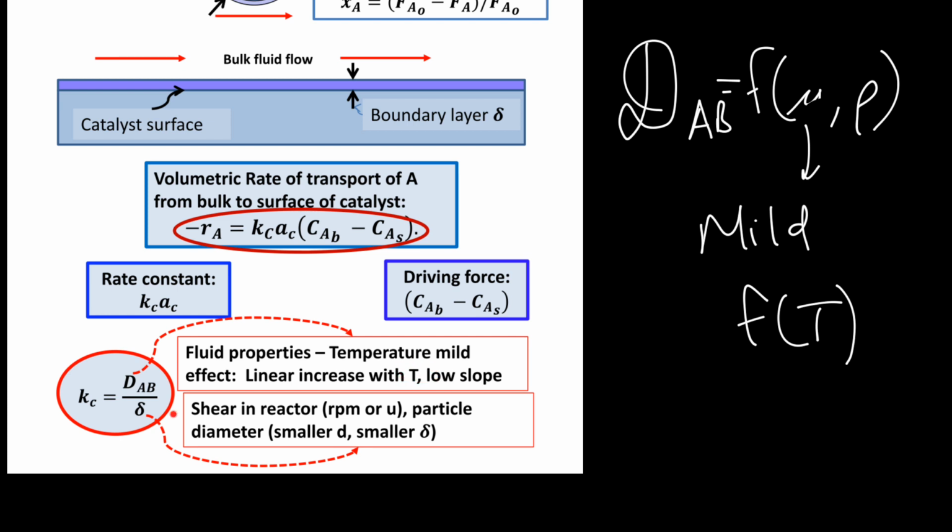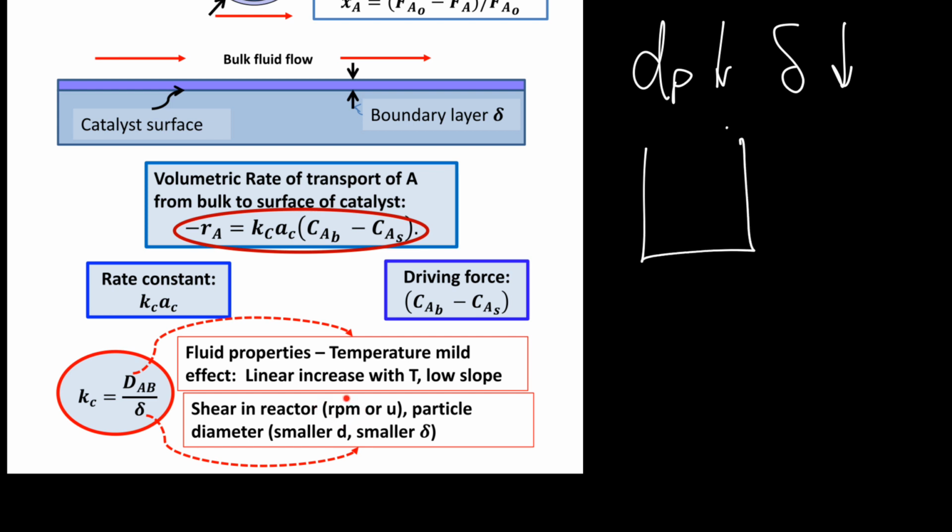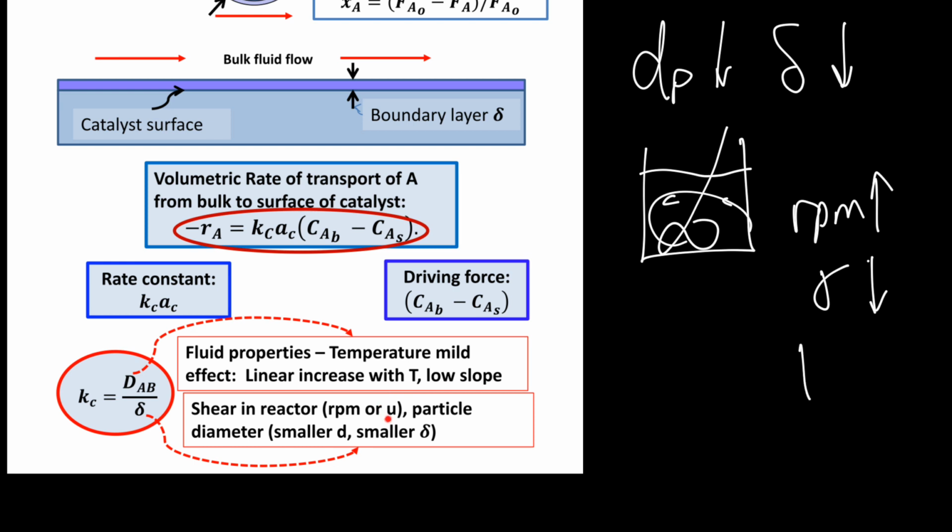The thickness of the boundary layer, I can affect by having much smaller particles in my reactor. That will give me thinner and thinner boundary layers, therefore my rate constant will continue to increase, or I can increase the shear in my reactor. If I have a CSTR, I can increase my stirrer speed to make this boundary layer thinner. In a packed bed reactor, I can increase the linear velocity. And how do I do that? Of course, I manipulate my tube diameter so that I've got higher linear velocities in my reactor.